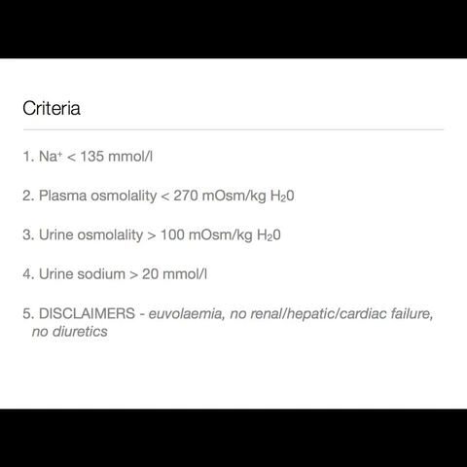Obviously, first of all, the serum sodium needs to be less than 135. Secondly, the plasma osmolality should be less than 270, therefore hypoosmolar. The urine osmolality should be greater than 100. Now, this would be inappropriately elevated in the presence of a reduced plasma osmolality. The urine sodium should be greater than 20, and there are important disclaimers. The patient must be euvolemic, so not have lost fluid or have too much fluid on board, and they should have no major organ failures or be on any diuretics.